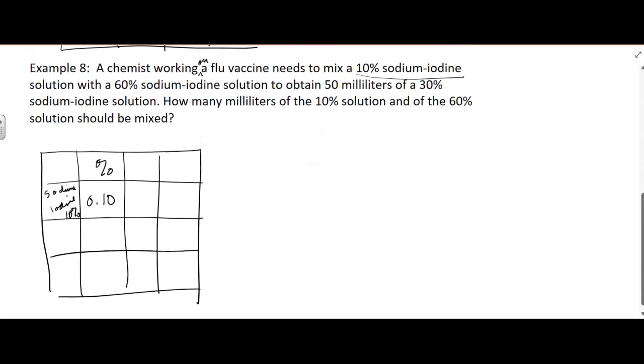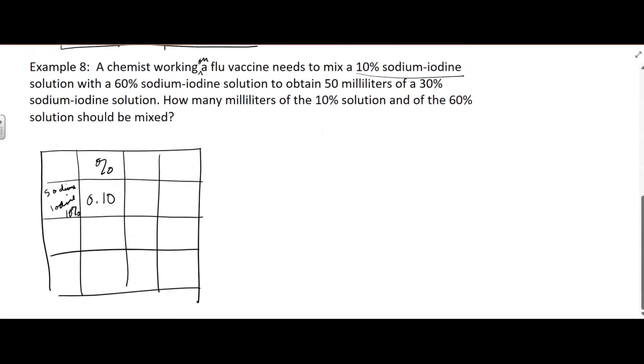Okay, so we're mixing a 10% sodium iodine with a 60%. Here's the 60% one, and that's going to be 0.60. So change your percent to a decimal. And in the end, this is the total in the end, or you can put end result if you want. Sometimes I put that.